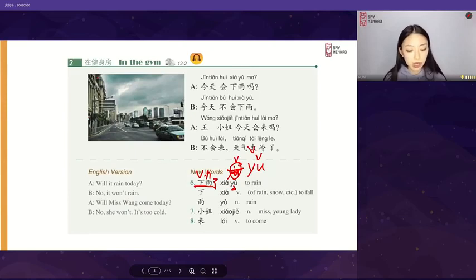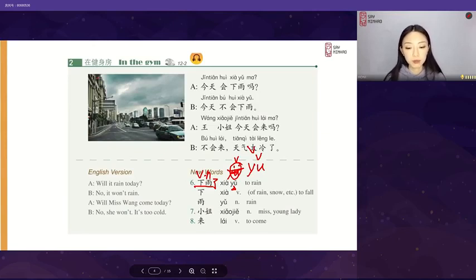Next one is 小姐. Okay, this is 小姐. Two third tones together. Then what should we do? A tone sandhi of the tone, which is the first third tone will transform into second tone. So it is 小姐, 小姐. Okay, read after me, please. 小姐, 小姐. Okay, means miss or young lady.